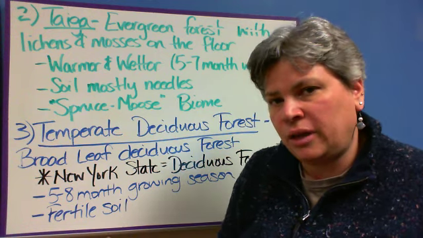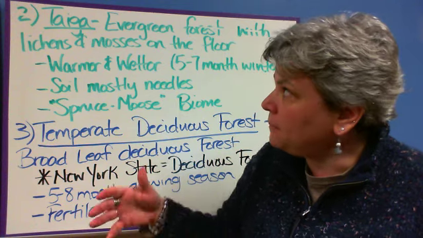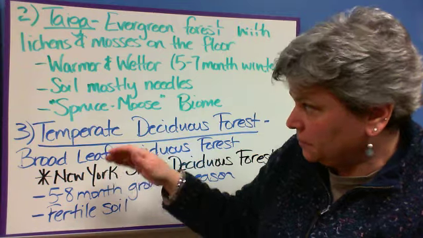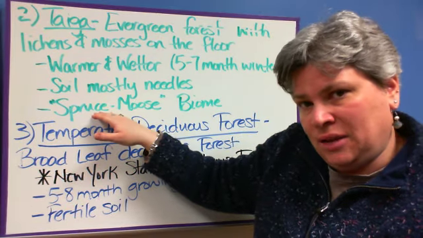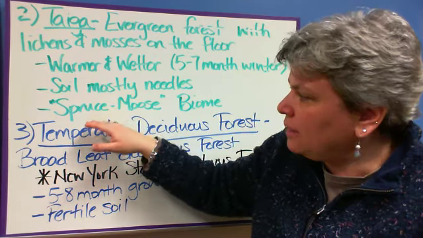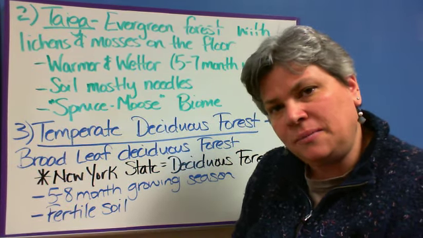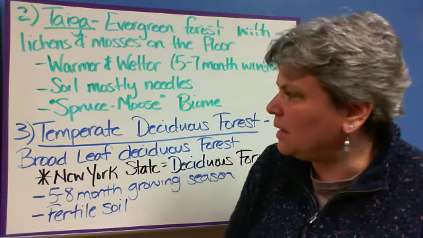It's difficult for things to grow in the taiga, but these evergreen trees have adapted to that, and they grow very well, actually. There's a nickname for the taiga, which is the spruce moose biome. That's because the spruce are the dominant plant, the moose is the dominant animal. So it's kind of picked up this nickname as time has gone on.